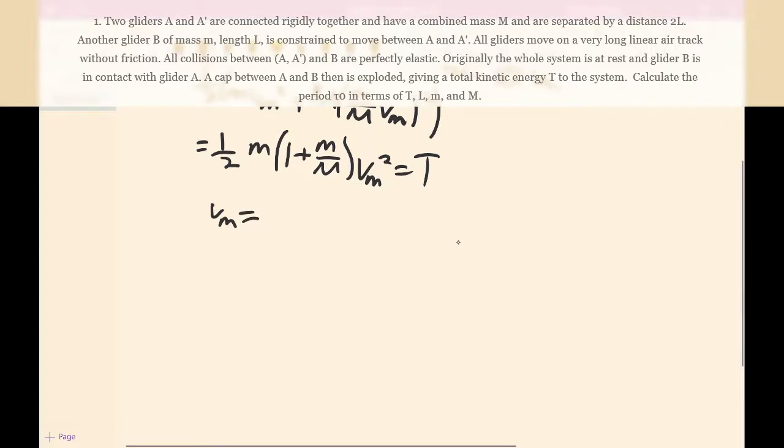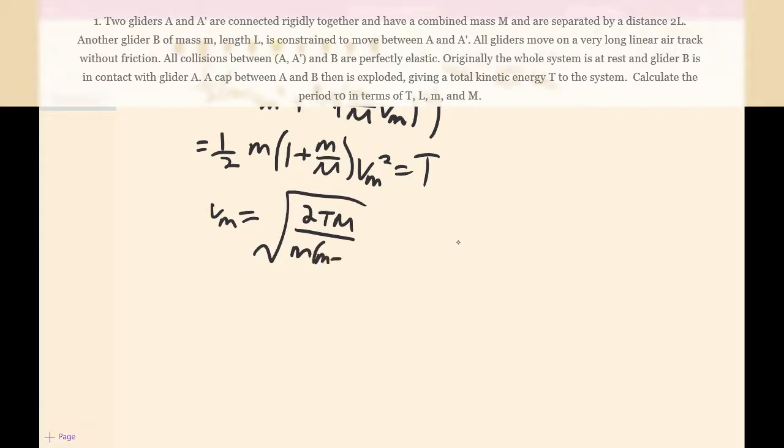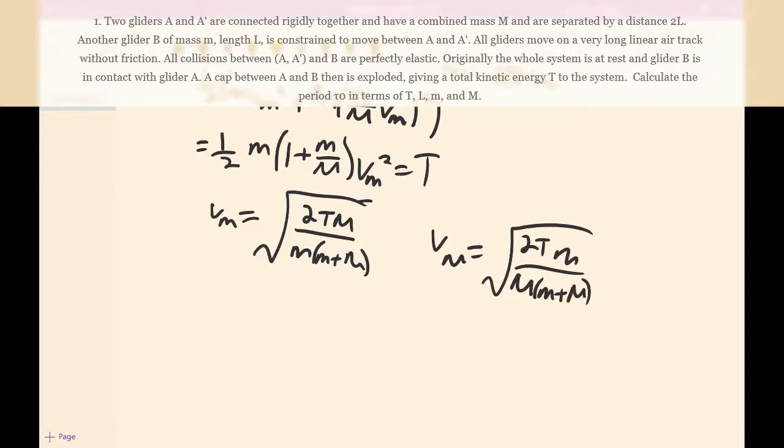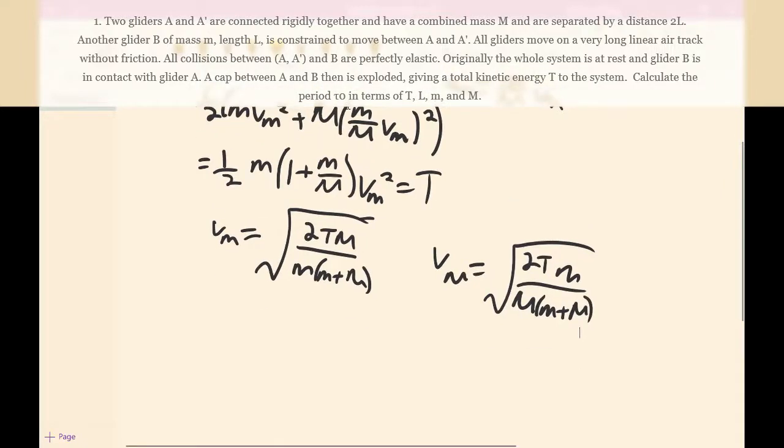V small m would just be equal to the square root of 2TM over m times small m plus big M, I believe. So that is V of small m. And then obviously this means that V big M is just equal to this times small m over big M, and that's equal to 2T times m over big M times m plus big M. Okay, so now we have our two velocities.